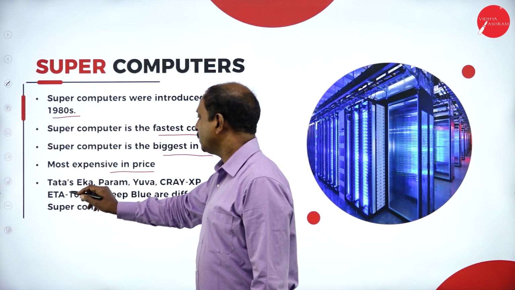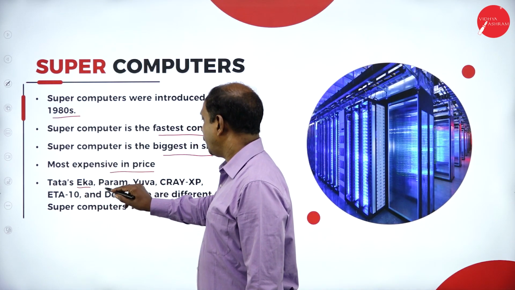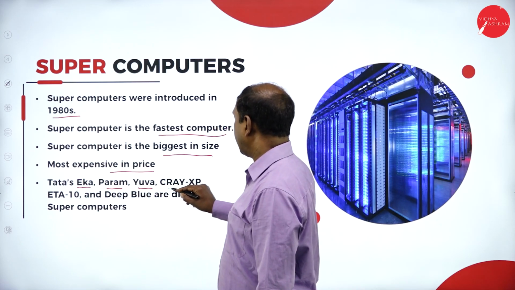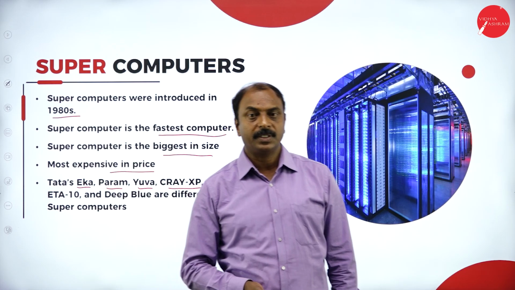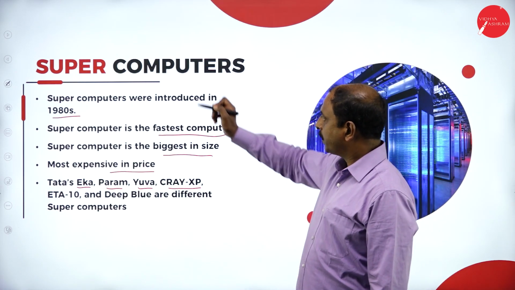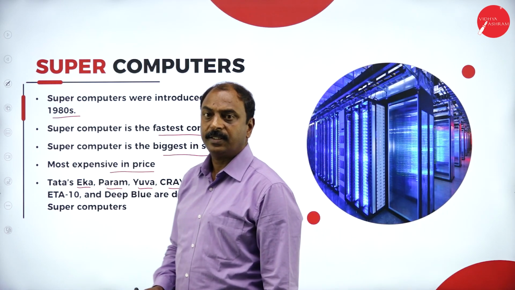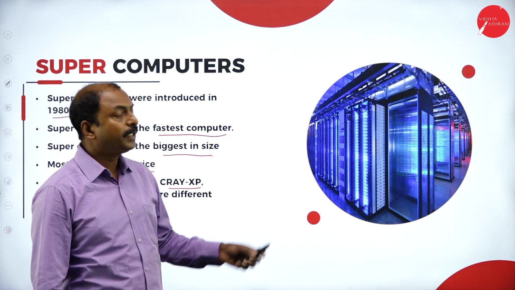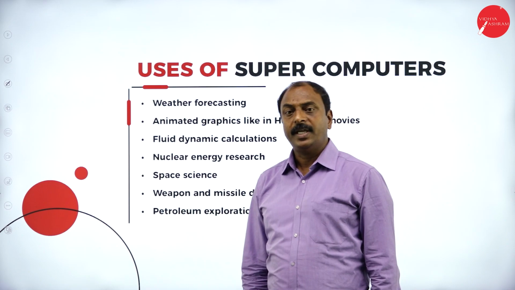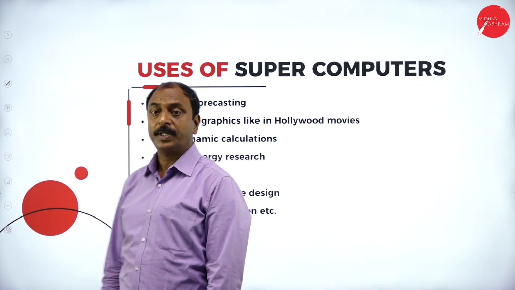Tata's EKA, Param, and Yuva KXP are all names of different supercomputers in the world. So this is the supercomputer, and as of today, this is the ultimate computer system. Next, we see what the uses of supercomputers are.